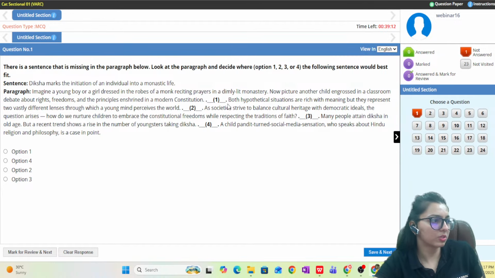Dash. Both hypothetical, so I clearly know one cannot be an answer, because we've not introduced Diksha as of now. Both hypothetical scenarios are rich with meanings, but they represent two vastly different lenses through which the young minds perceive. Okay, yet not.